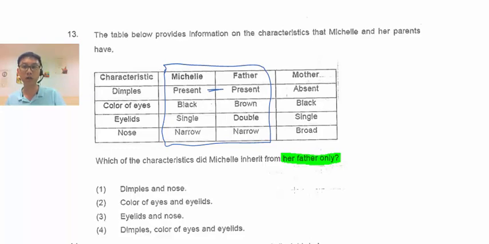So obviously she did not inherit this from her father. Michelle's eyelids is single, but the father is double, so obviously she did not inherit this from the father. Both their nose is narrow, so she did inherit this from her father. And if you look at the mother, for dimples, the mother has no dimples, and the mother's nose is broad. So obviously, Michelle has to only inherit this dimple and nose from the father only. Okay, so answer is 1, dimple and nose.